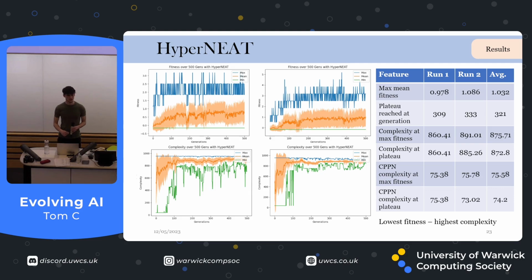This is because the substrate is much larger than the genomes that were evolved by the other algorithms. And additionally, excess connections within the substrate have no negative impact on the performance of the agents unless it reaches the end. So there's less incentive for these substrates to be too simple, or simple enough, I guess.